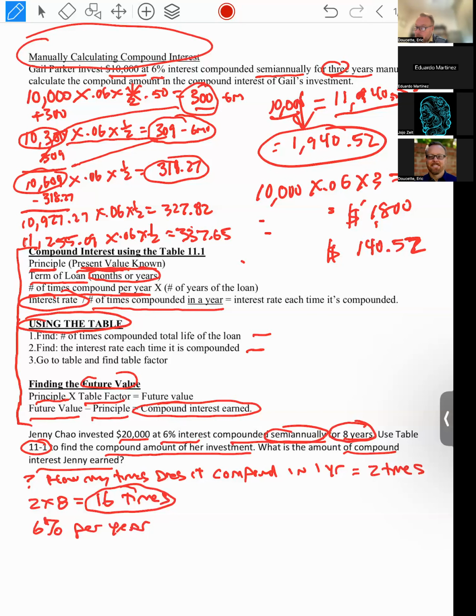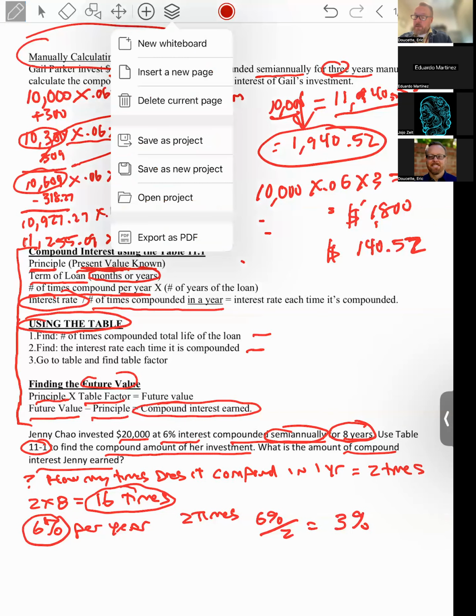But if it compounds 2 times a year, and my interest rate can only be 6% in a year, I need to divide the 6% by 2, right? So that means every time it compounds, it's 3%. So now I just go to my table, and the table factor is 16 times at 3%. Just remember that. We'll finish the problem on the next page. It's $20,000. So 3%, 16 times.